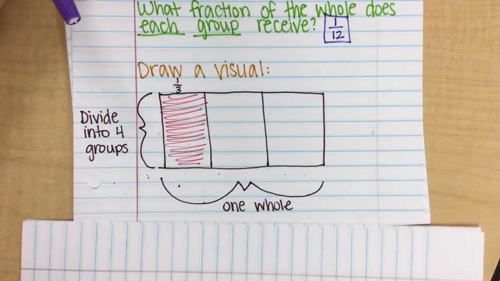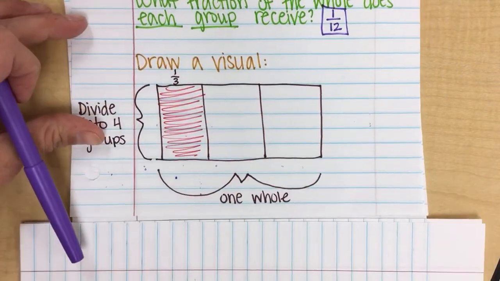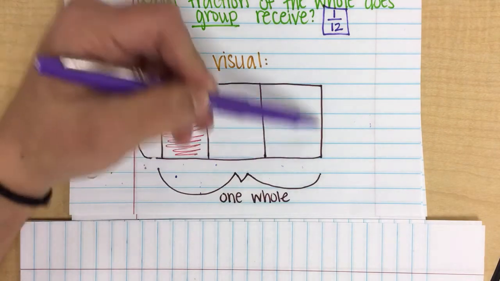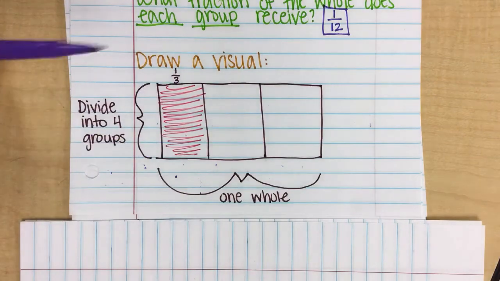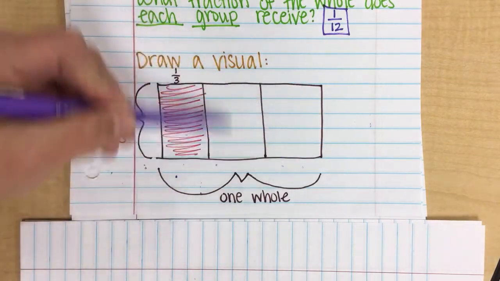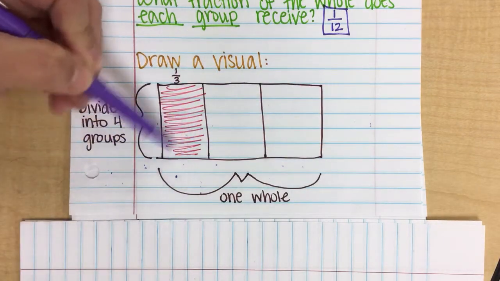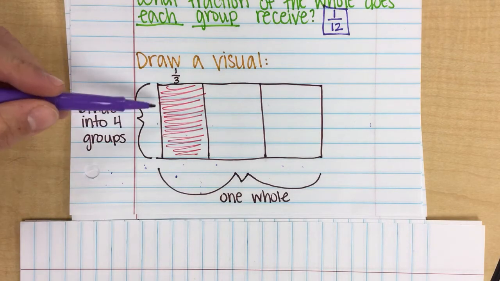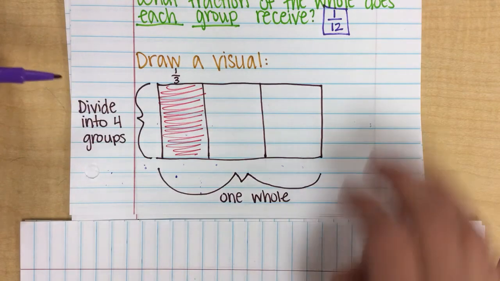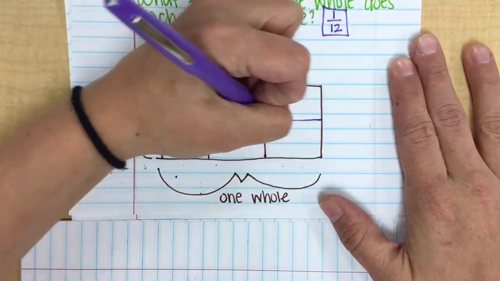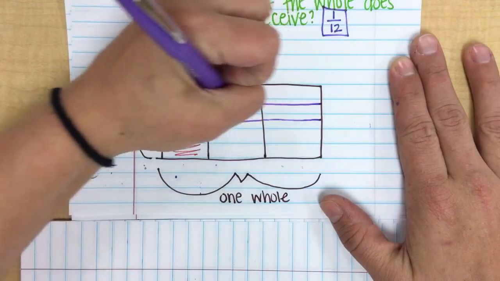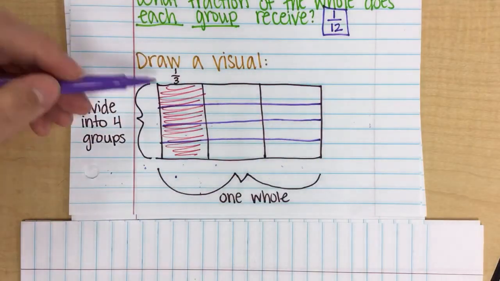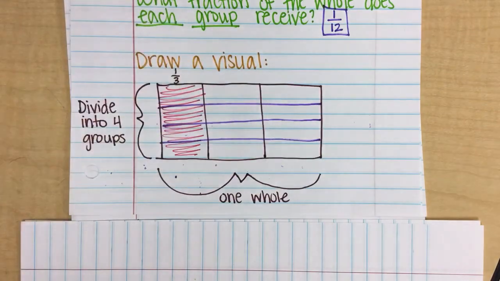Okay, I can also use this and draw a visual. So here I have my whole pan of brownies, my whole unit. Now I've divided it into thirds, and all I have left is this 1/3. Well, since I want to share that and divide it into 4 equal groups, I can draw lines across in order to divide it into 4 groups going from side to side.